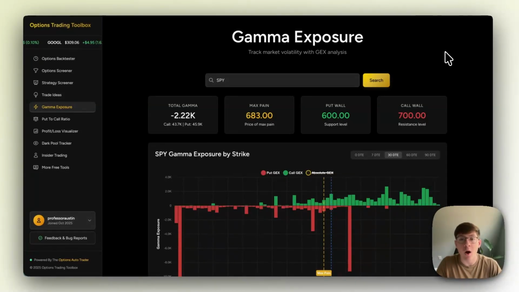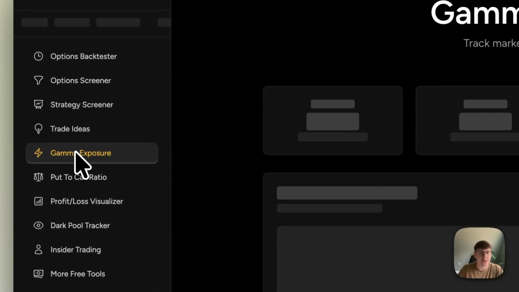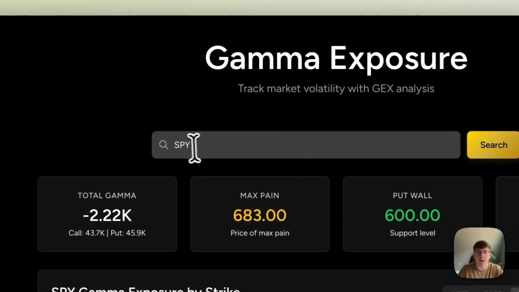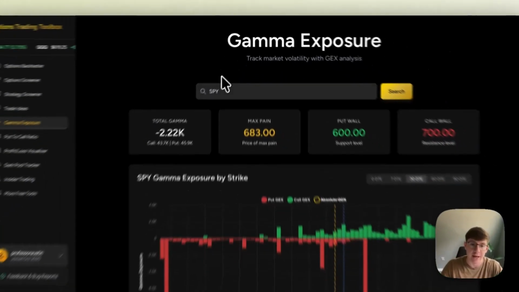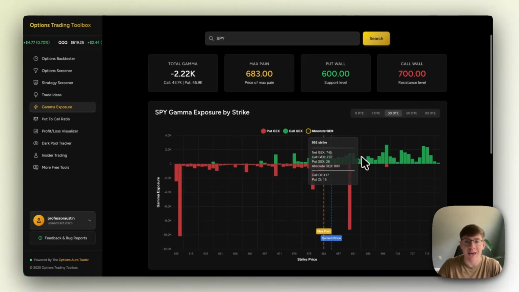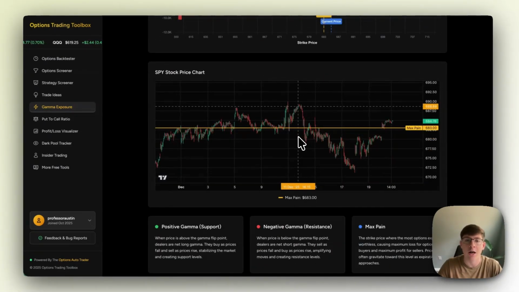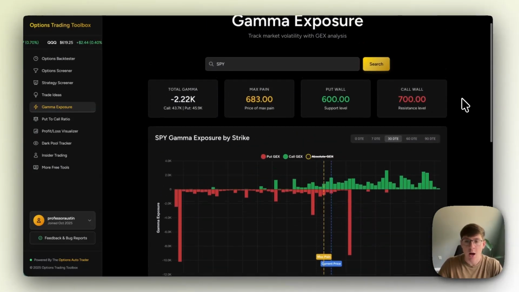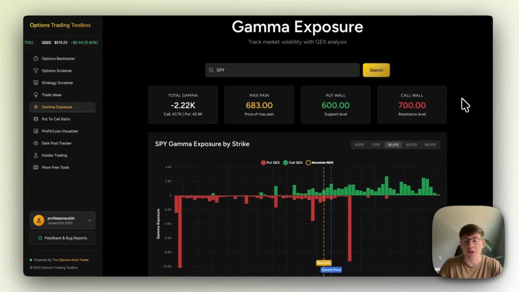In this video, I'm going to walk you through how to use the free Gamma Exposure tool inside the options trading toolbox. So again, you click on Gamma Exposure right here to the side. It'll populate the Gamma Exposure data for this symbol. By default, it shows SPY, but you can type in whatever symbol you'd like. It shows you the total gamma, max pain, put wall, call wall, gamma data, and then the gamma data on an actual stock chart.